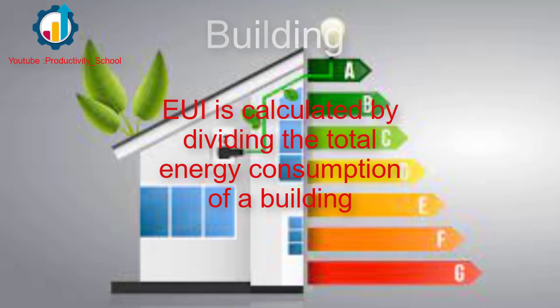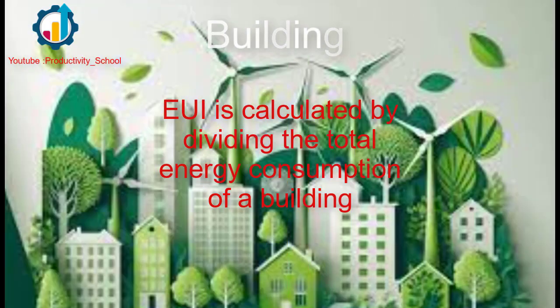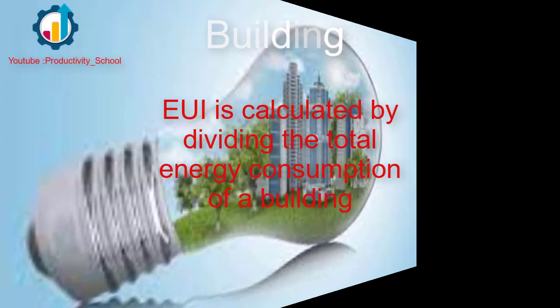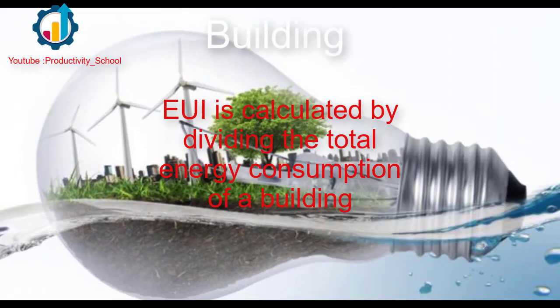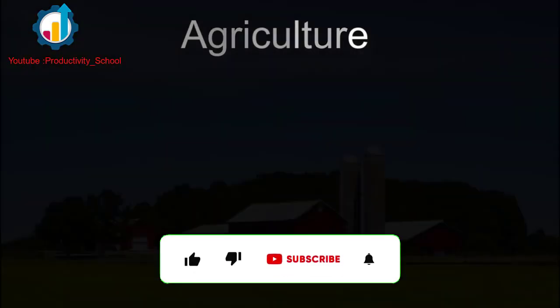Building sector. In the building sector, energy productivity can be measured by evaluating the energy use intensity, EUI. EUI is calculated by dividing the total energy consumption of a building, for example in kilowatt-hours or British thermal units, by a relevant metric, such as the total floor area of the building, in square feet or square meters. This allows for comparisons of energy efficiency between different buildings or building types.